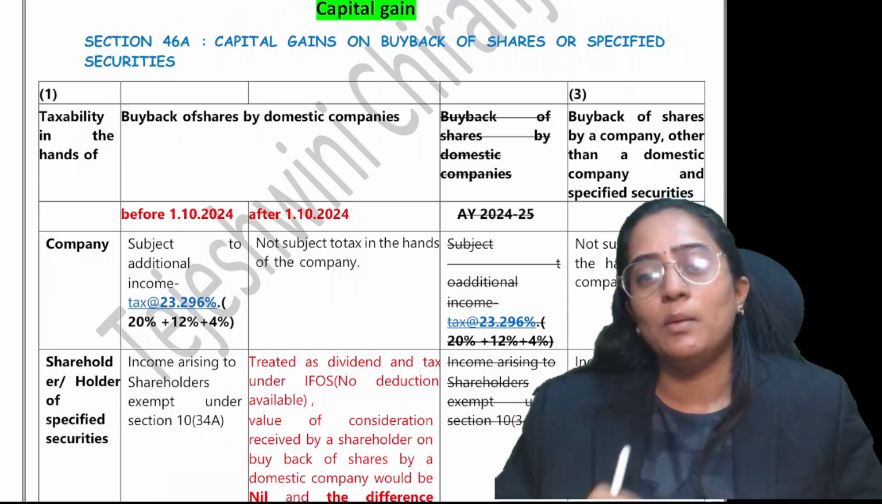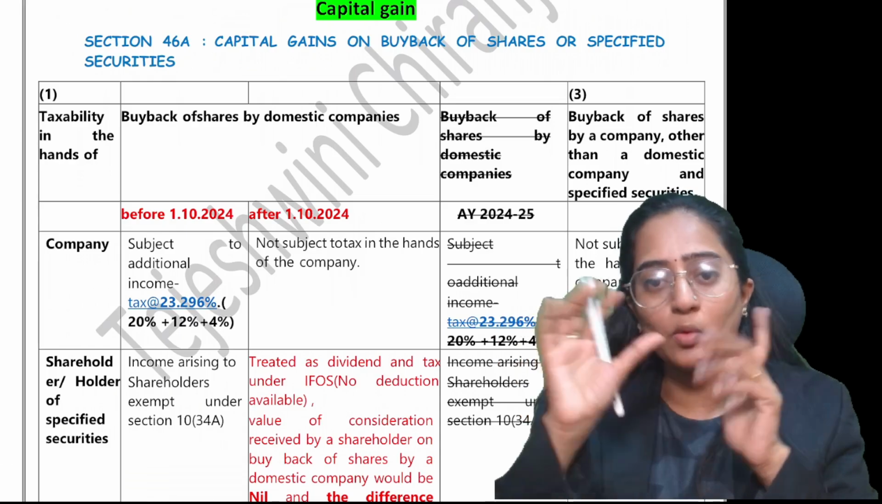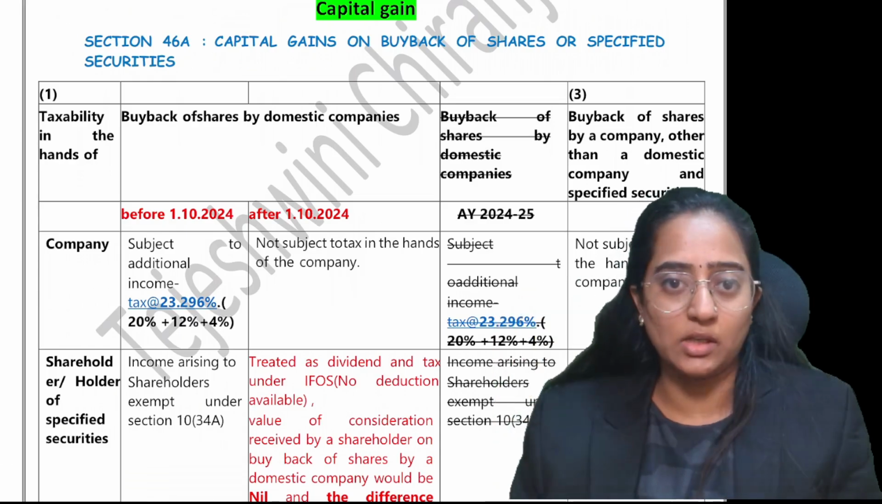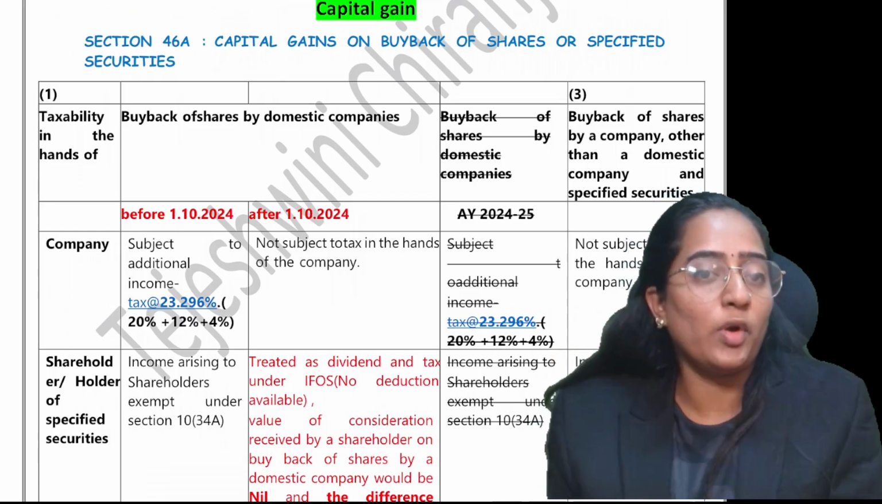I have got my money which they have quoted for the purpose of buyback. Now the situation is done. Let's look into the taxability point of this buyback.